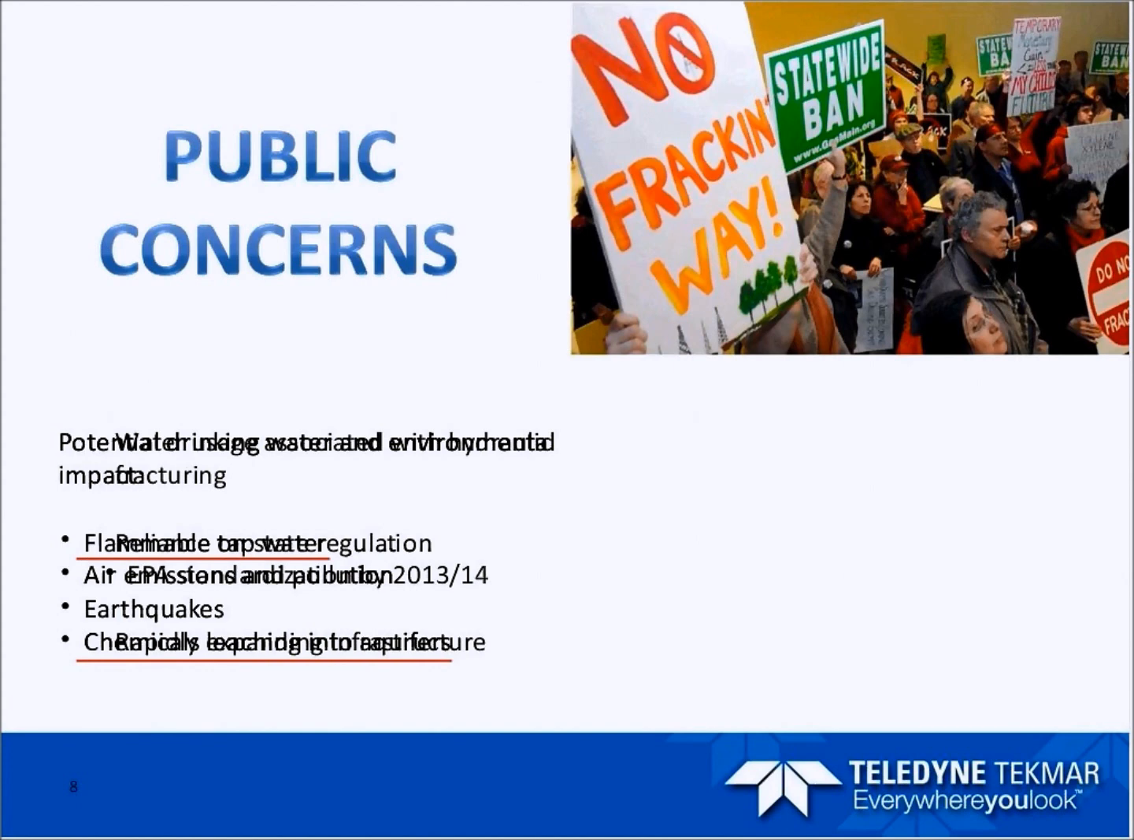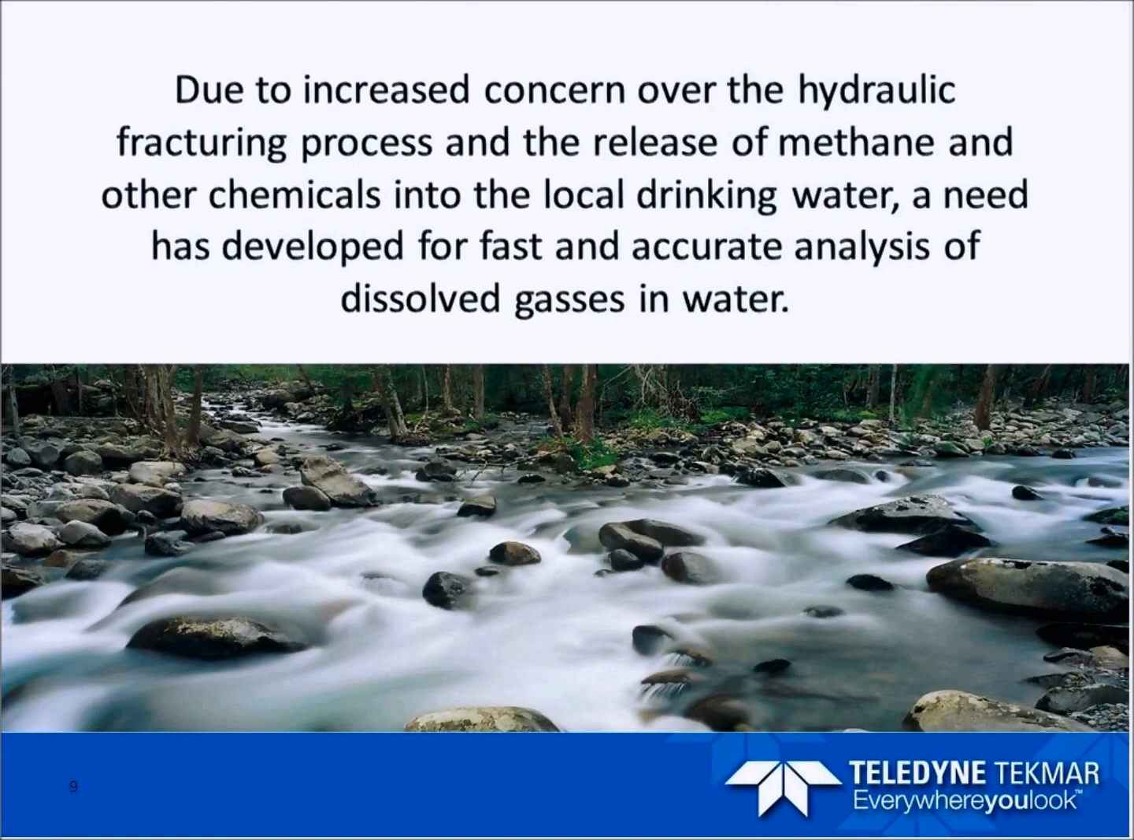And specifically, what we're going to talk about today is the things that Techmar, as a company, can test for. The chemicals that make the drinking water flammable: the methane, ethane, ethene, and propane. That's done by RSK175. And the chemicals leaching into the groundwater, that's another thing we can potentially test for using some of our instrumentation. So this is kind of where we come in. Due to increased concern over the hydraulic fracturing process and the release of methane and these other chemicals into the local drinking water, there's a need for a fast and accurate way to do this analysis.